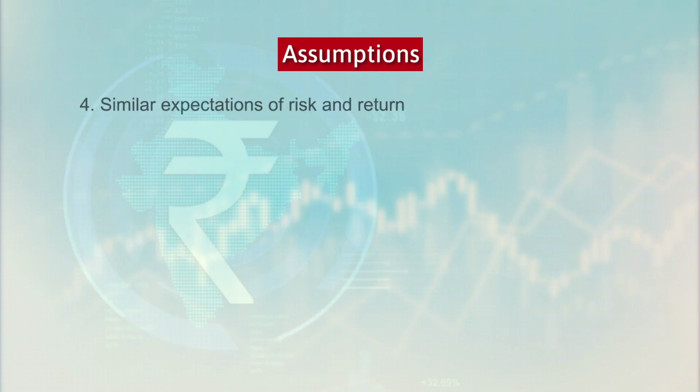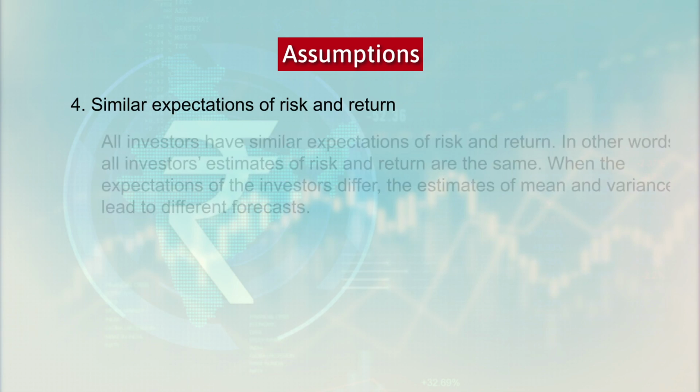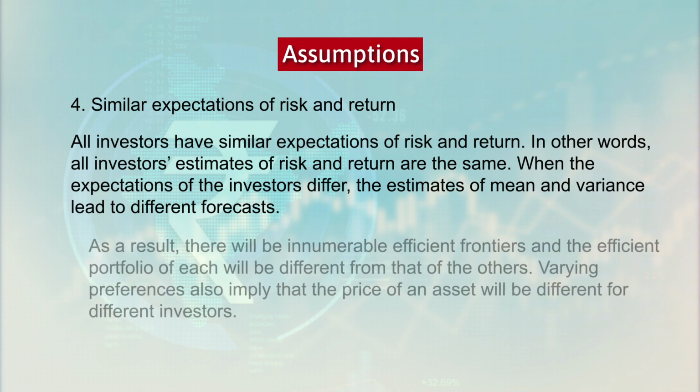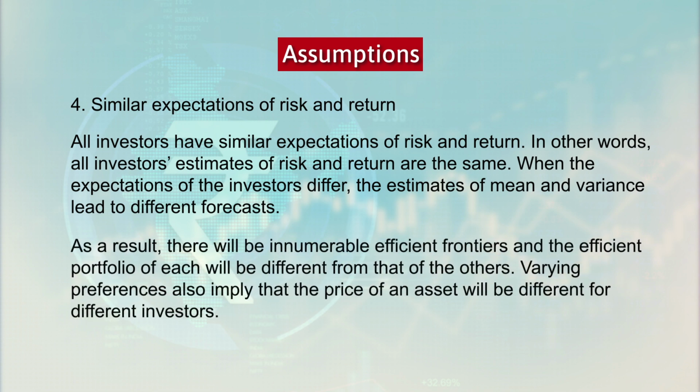The fourth point is that all investors have similar expectations of their risk and return. In other words, all investors' estimates of risk and return are the same. When the expectations of the investors differ, the estimates of mean and variance lead to different forecasts. As a result, there will be innumerable efficient frontiers, and the efficient portfolio of each will be different from that of the others. Varying preferences also imply that the price of an asset will be different for different investors.